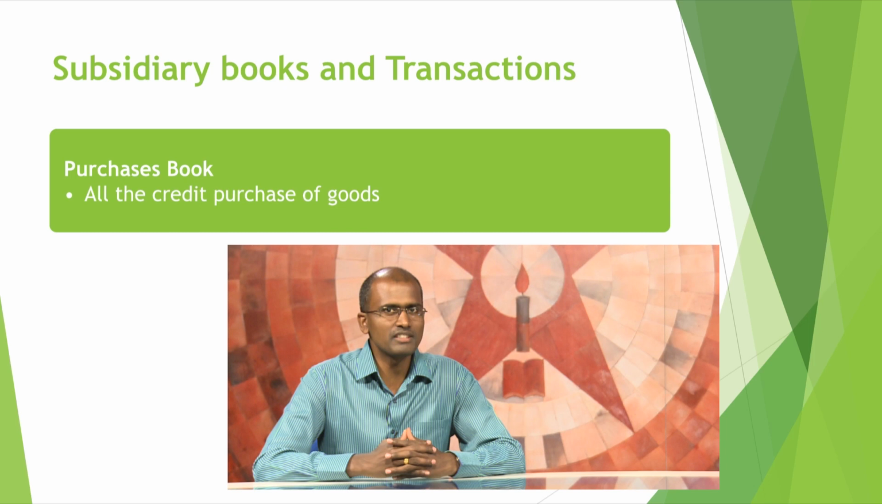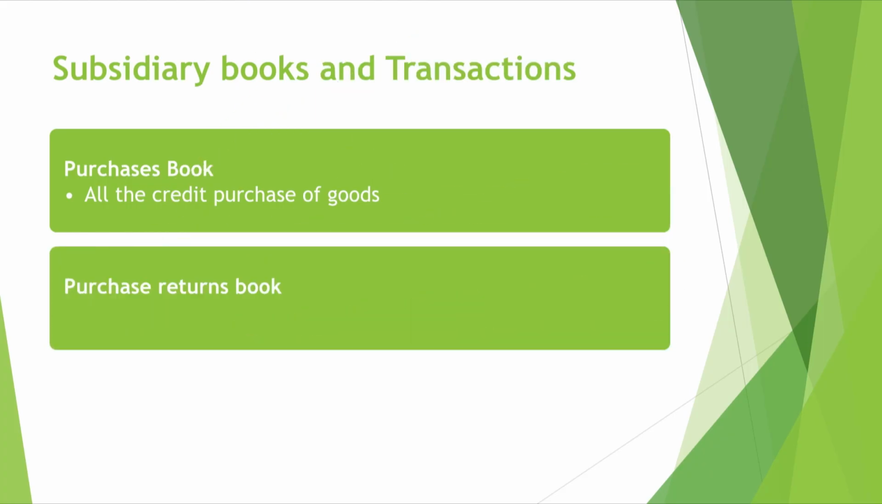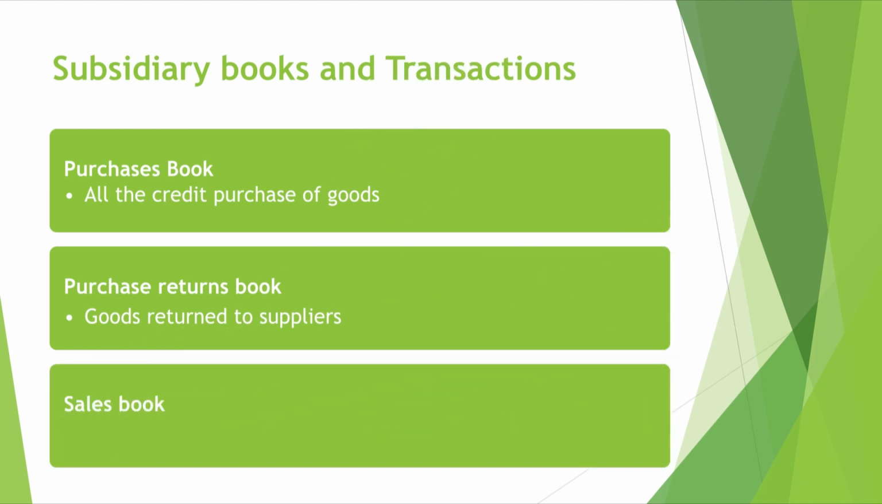All the credit purchases of goods are recorded in the purchases book. The goods once purchased on credit basis might be returned to the supplier for some reason. Then these returns are recorded in purchase return book. All the credit sales of goods are recorded in the sales book. The goods once sold on credit might be returned to us for some reason. These sales returns are recorded in sales return book.